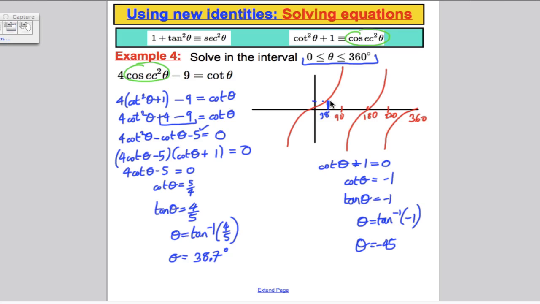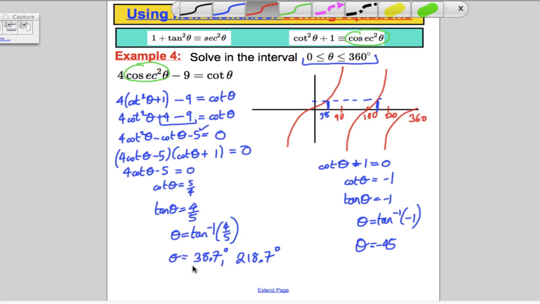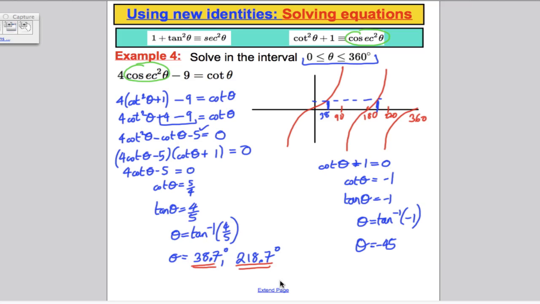The other values that are going to be equal to it, I'm going to get 180 plus 38.7. So I'm going to get another value here for theta of 218.7, so 218.7 degrees. I'm going to highlight the values that are definitely answers. There's an answer and there's an answer.